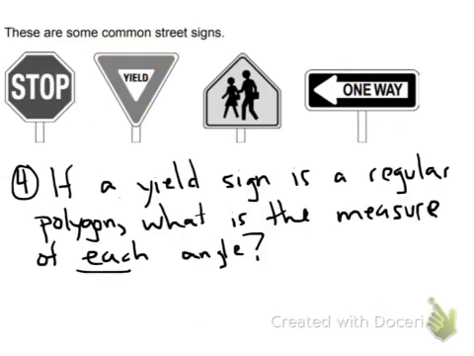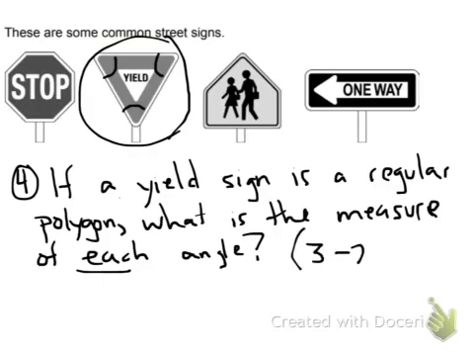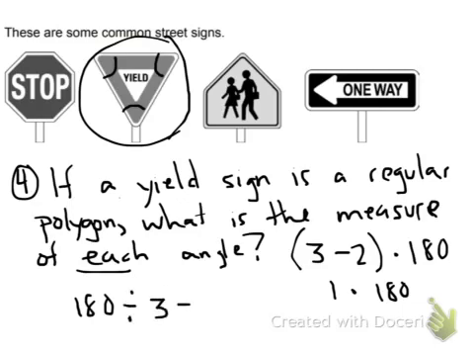Right, number 4. If a yield sign, which is right here, is a regular polygon, what is the measure of each angle? Each angle. So if you're saying 180 degrees already, you're incorrect, because we're looking for each angle, each one of these. We've already stated that it's 180, and we did that by doing 3 minus 2. This is our n minus 2 times 180 formula. 1 times 180 is 180. But if we want to find out how much each angle is, well, there's 3 angles there. We divide by 3. And sure enough, equilateral triangle, as this is, our final answer would be 60 degrees.